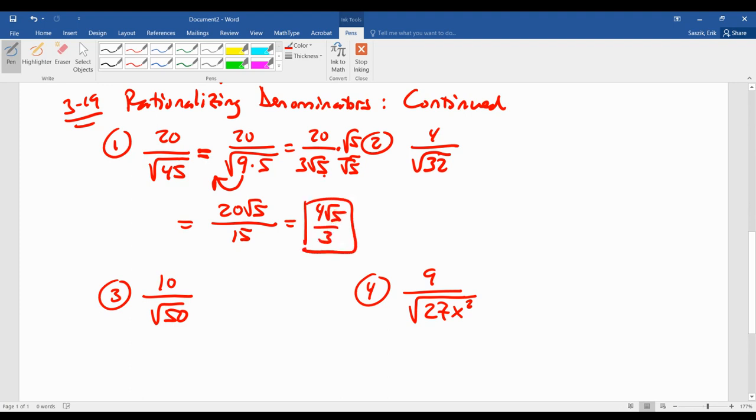So this is the key thing here. Root 5 times root 5 is plain 5, and plain 5 times 3 is 15. So there's no root in the bottom anymore.